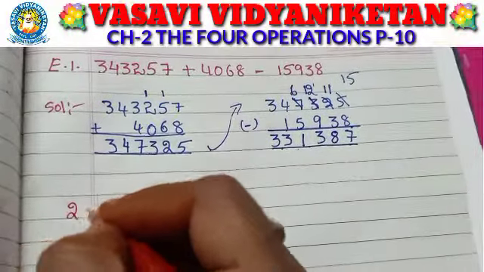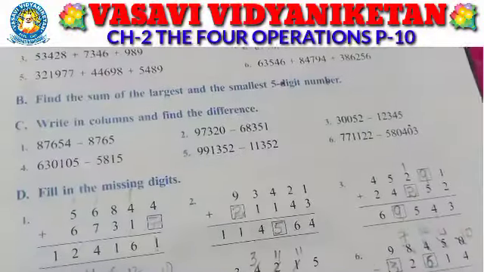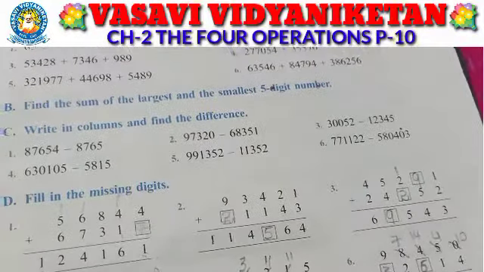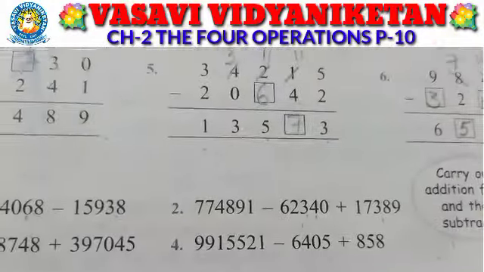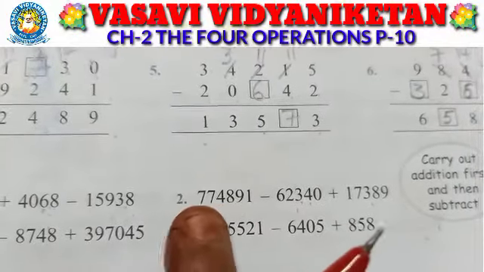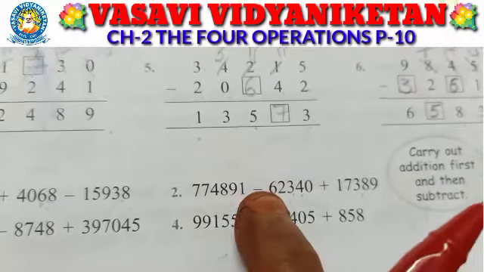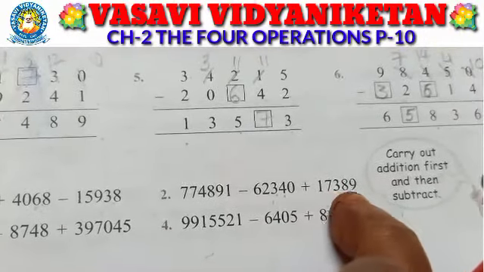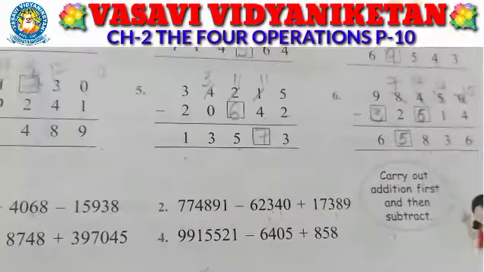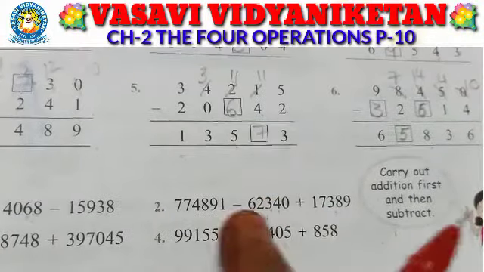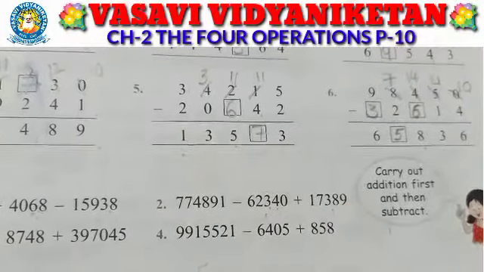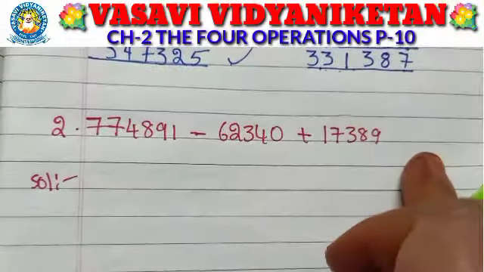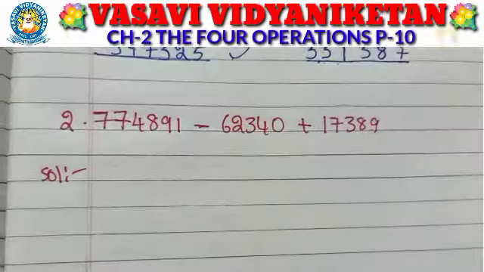Second problem. See, what is that? 7,74,891 minus 62,340 plus 17,389. First we subtract, and to the value that comes, we have to add this number. Now I show you in my notes. So this is the question, now we have to subtract these two numbers.